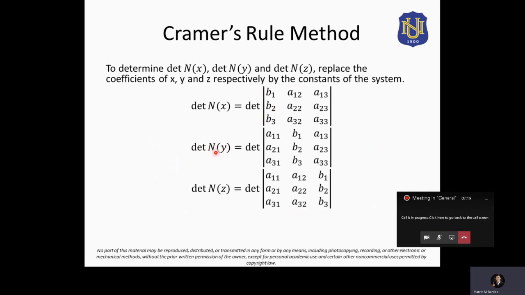Okay, it's the same when we are looking for the determinant of Ny. The column we replace is the column of y, which is the second column, and we replace it with the constants of our equations, which are b1, b2, and b3. And it is the same for the determinant of Nz. The variable we are looking for here is z, so we replace the column of variable z with the constants b1, b2, and b3.